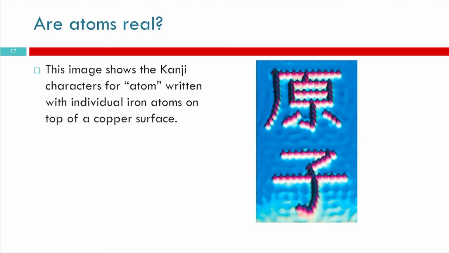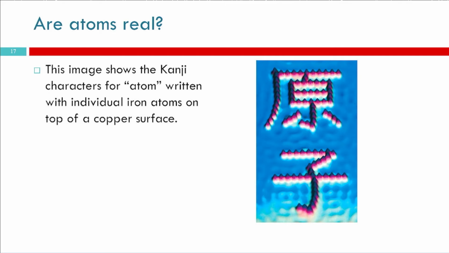Are atoms real? I sure hope so. Like, entire life is dependent on that fact. This image shows the kanji, the Japanese characters for atom, written with individual iron atoms on top of a copper surface. And really, in this case, we're kind of just seeing the shadows of those atoms. Because if you were to actually look at an atom, you'd need to bounce light off of it. But if you bounce light off of it, it'll move.